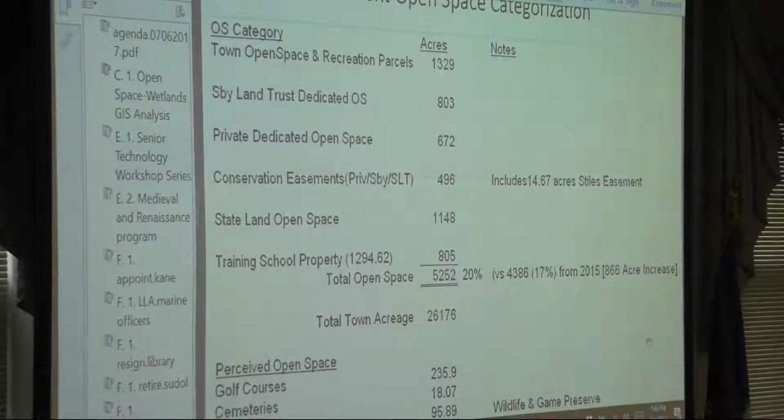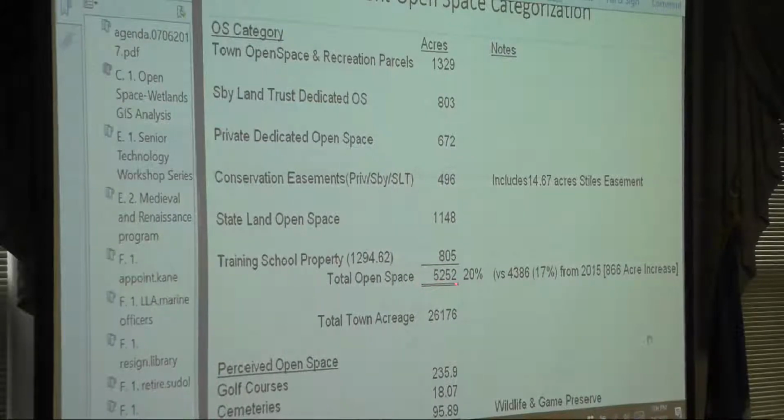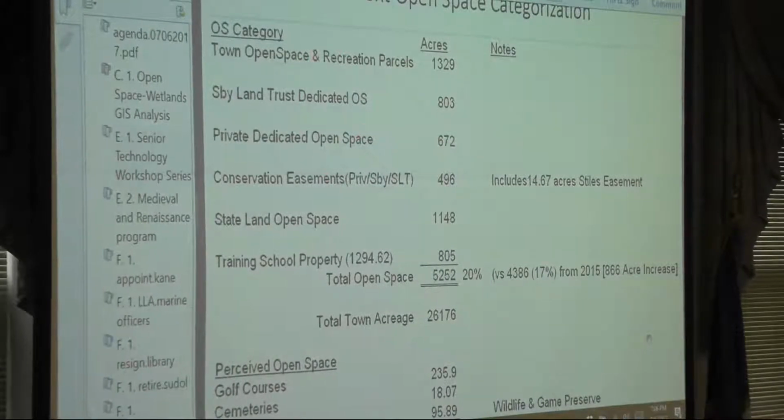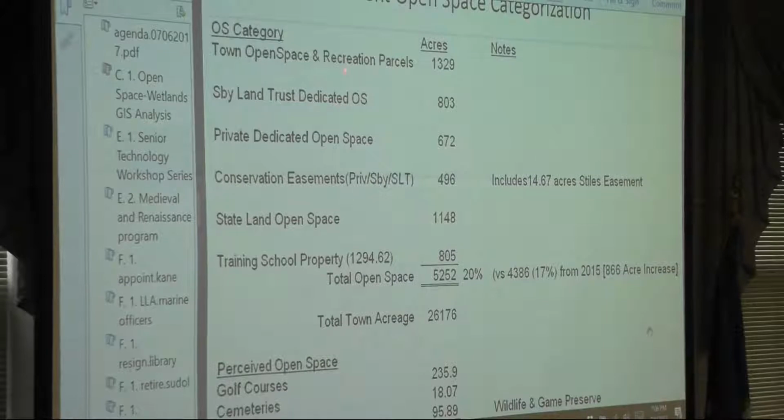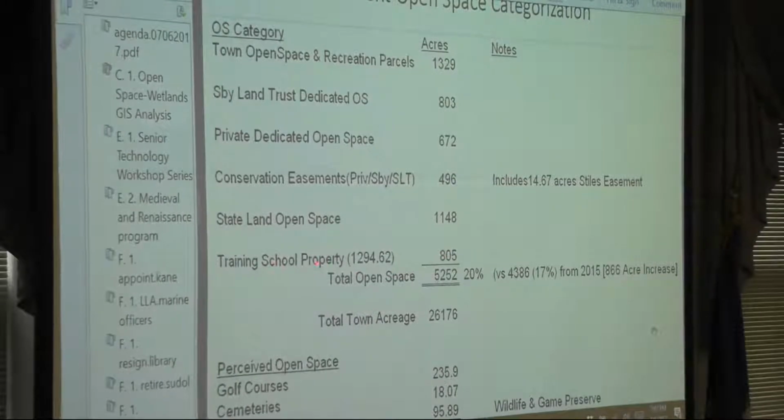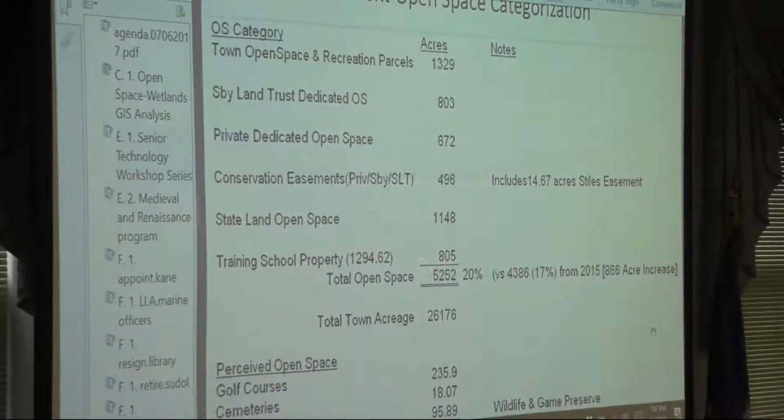Just to look at that current open space, which is at 20%, that comes from a variety of definitions in our land records and GIS. Town open space and recreational parcels, parcels that are Southbury Land Trust dedicated open space, other people who have dedicated open space, and then conservation easements. State has open space, and then I added in this 805 acres of the training school property. That 805 acres is part of the total 1,294 acres that they've deeded to us as open space, and it just hasn't been coded yet as that.